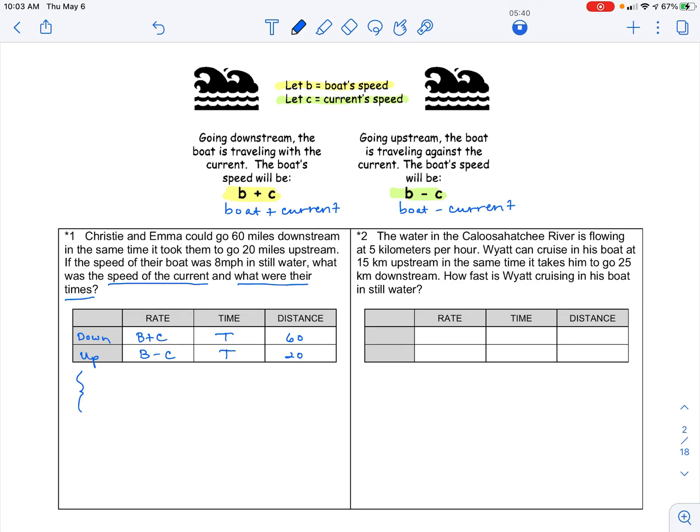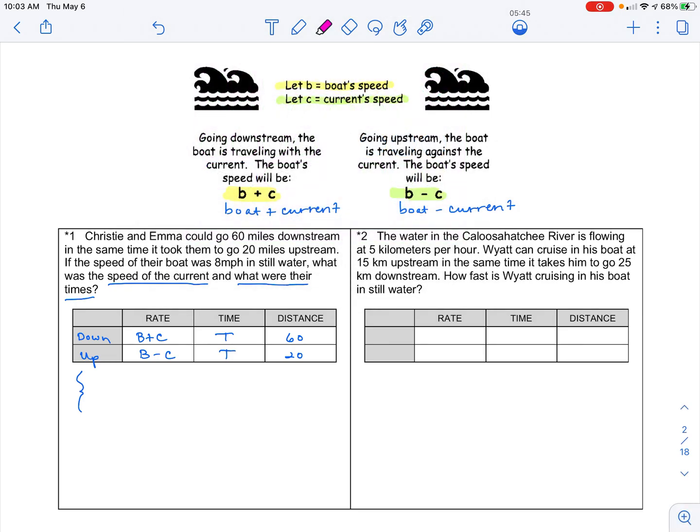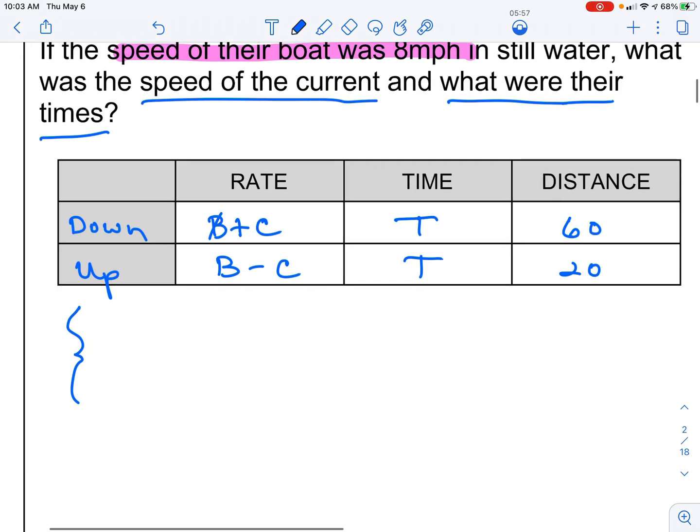Now, do I know what B already is? Let's go back and find that. We're told right here that the speed of the boat is 8 miles per hour in still water. So without adding the current to it, the boat alone is 8 miles an hour. So we're just going to cross these out and put an 8 here. The boat is 8. So we're going to take 8 miles an hour and add the current to it. And then we're going to do the same thing for going upstream: take 8 miles an hour and subtract the rate of the current.